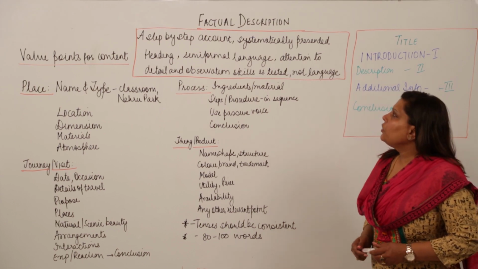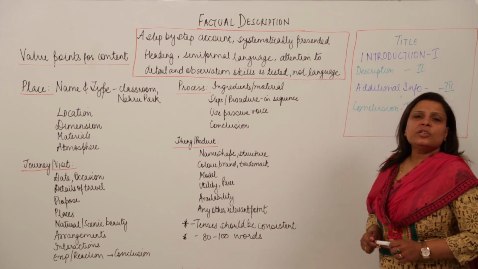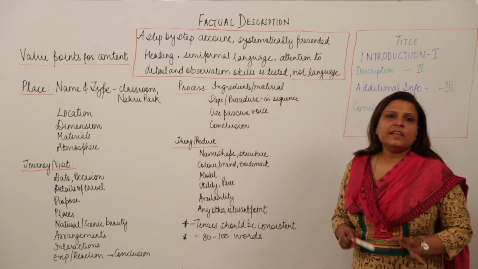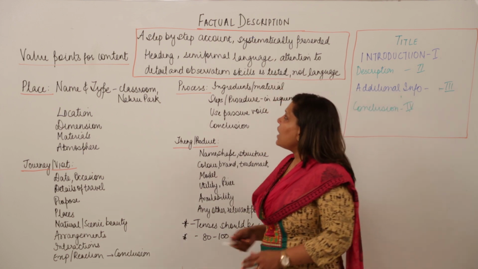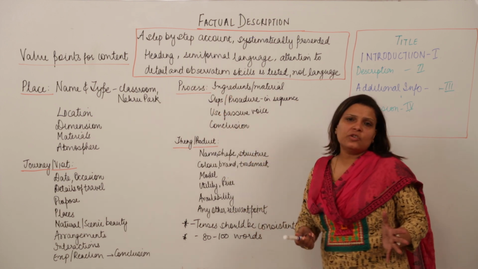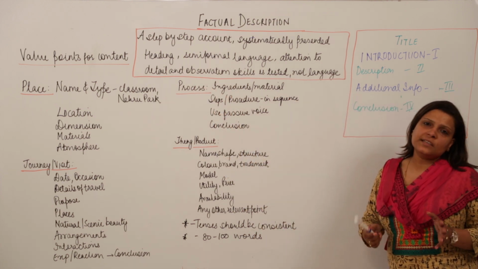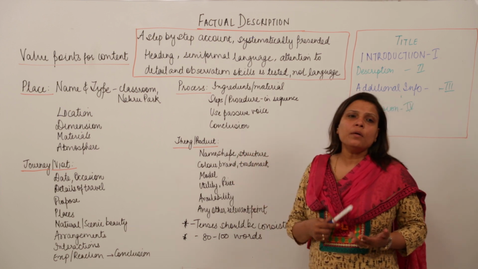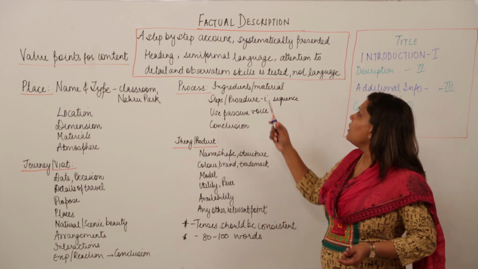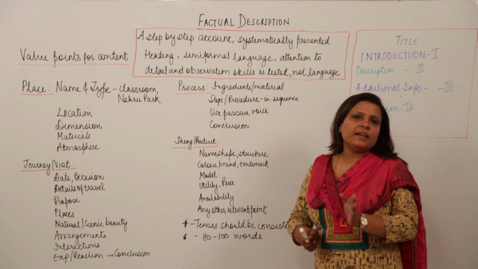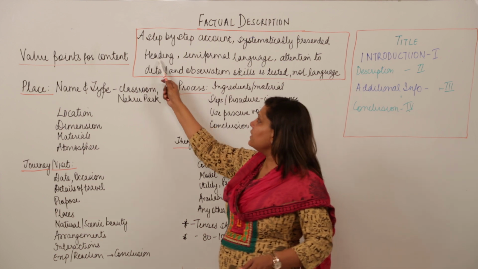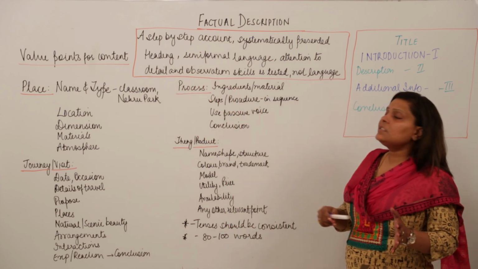Dear students, today we will attempt the question from your writing skill section, factual description. It is a very simple question. A factual description is a step-by-step systematic account of a thing, place, journey, visit, product or process, which is presented in a systematic, consequential way. There is a heading that is necessary and the language is semi-formal.